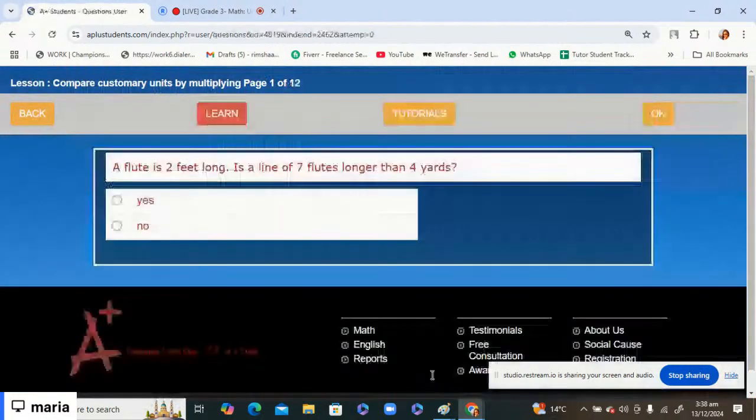Now you guys tell me the answer of this one. A flirt is 2 feet long. Is a line of 7 flirts longer than 4 yards? What is the answer of this? First multiply 7 with 2. They're asking, is a line of 7 flirts longer than 4 yards? 7 times 2 and then 4 times 2.